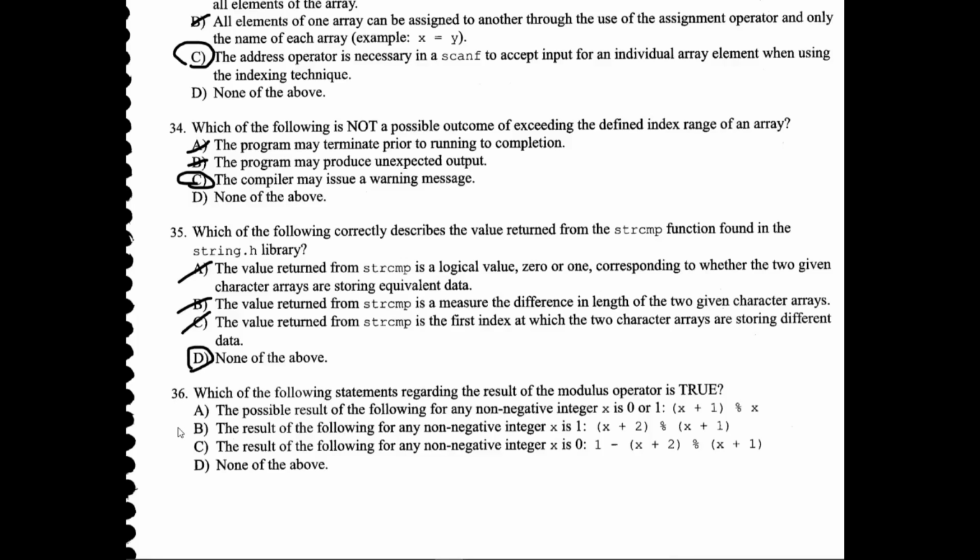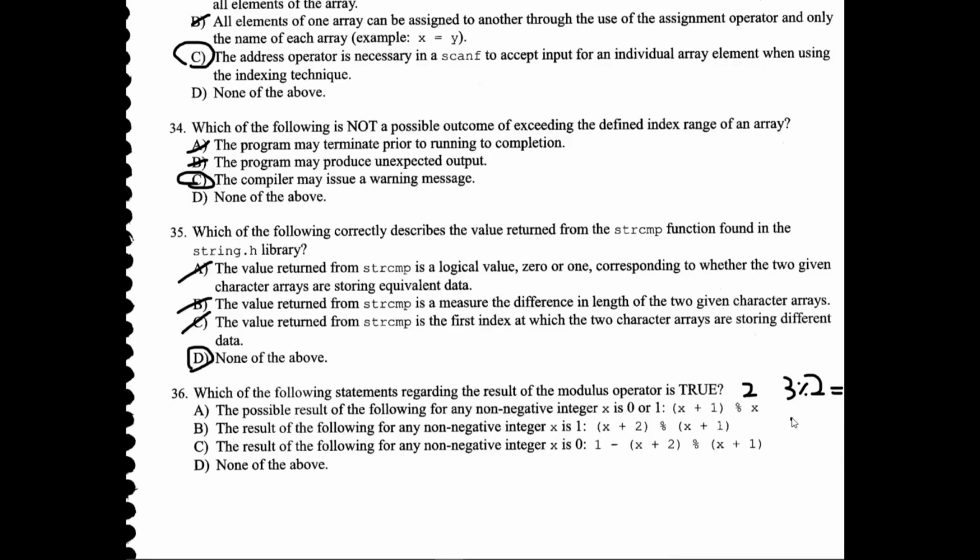36. Which of the following statements regarding the result of the modulus operator is true? A, the possible result of the following for any non-negative integer x is 0 or 1. And it's (x + 1) modulus x. Now this is actually a bit of a trick question. We'll talk a little bit more about it as we go through these other options. But we can examine, if we have a number such as 2, and we add 1 to it, that's 3. Modulus 2 is going to be 1, right? Draw a little modulus sign in there.